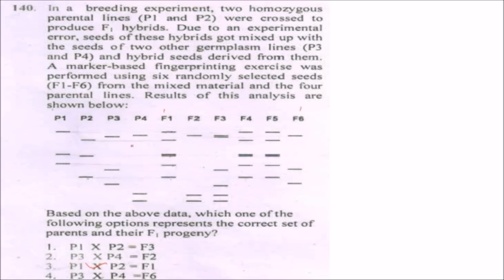How? If you look here, the band of P1 is present in F1, the second band is also present in F1, and the next band is also present in F1. Moving to P2, F1 also has the bands of P2, and again the band of P2 is present in F1, and again it has the band for P2. So the cross of P1 and P2 will give the F1 progeny, and if you match the others, you will not get similar bands in other progeny with the following options. So the answer is number 3.